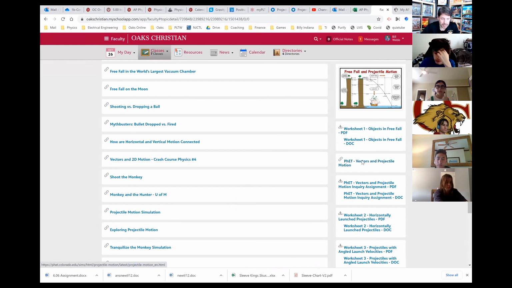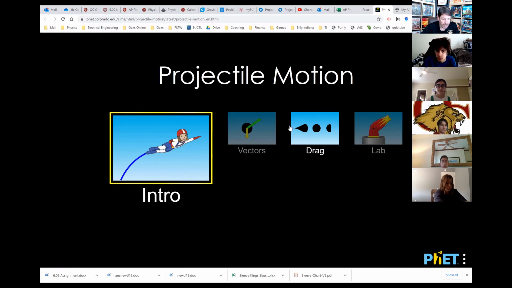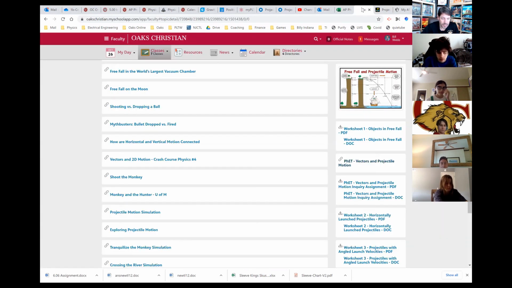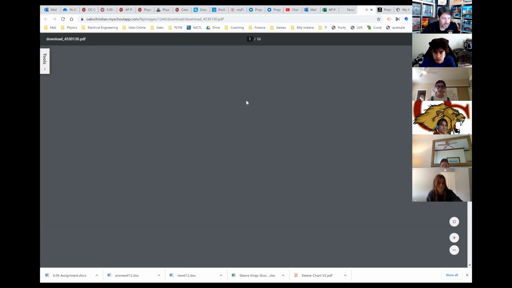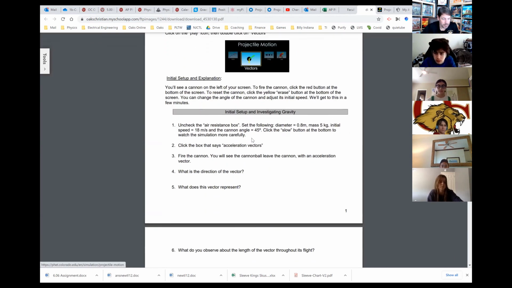So when you click on this, it takes you to the actual simulation. And in the directions, it tells you to go to the vectors part first. The directions are right below. So there's the link, and then right below PhET, PDF form, and doc form. So whichever form of the file you need. It is kind of long, and so one thing I'll say is a lot of it's just direction. So if it just says click the box that says acceleration vectors, you don't have to write anything there. It's just giving you directions.